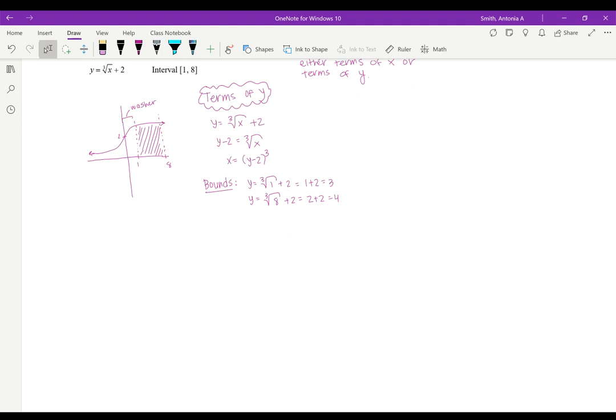So let's set up this integral now. So our surface area is 2 pi times the integral from 3 to 4, r of y, which is our radius, so y minus 2 to the third power, times this arc length formula, so the square root of 1 plus y minus 2 to the third.